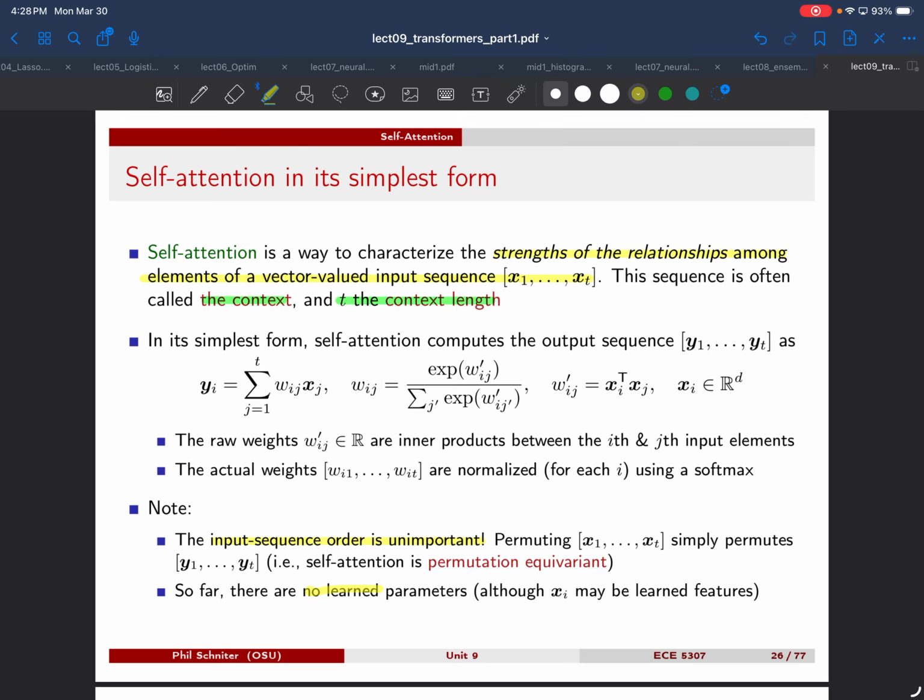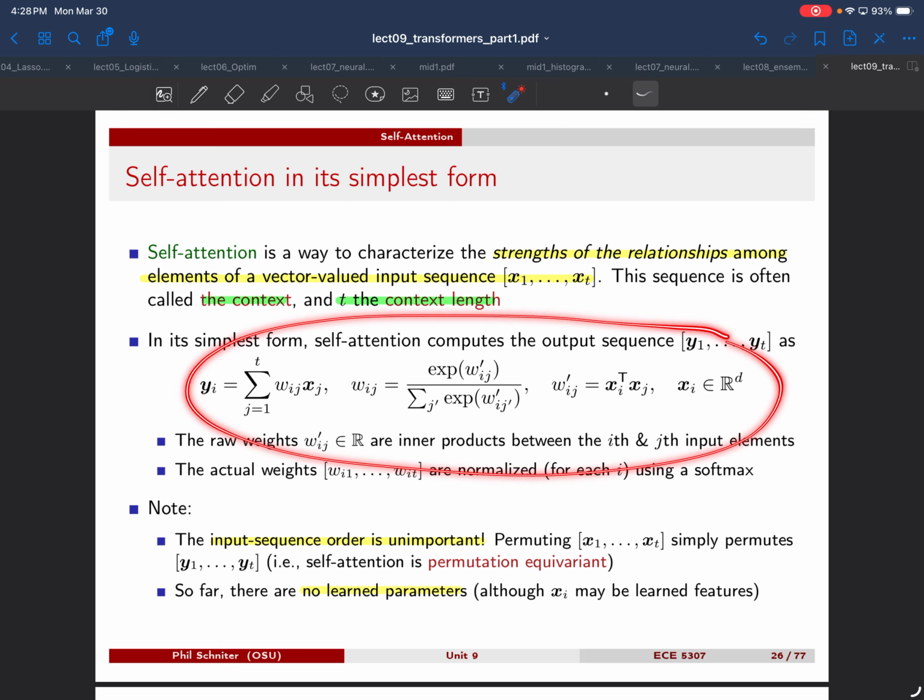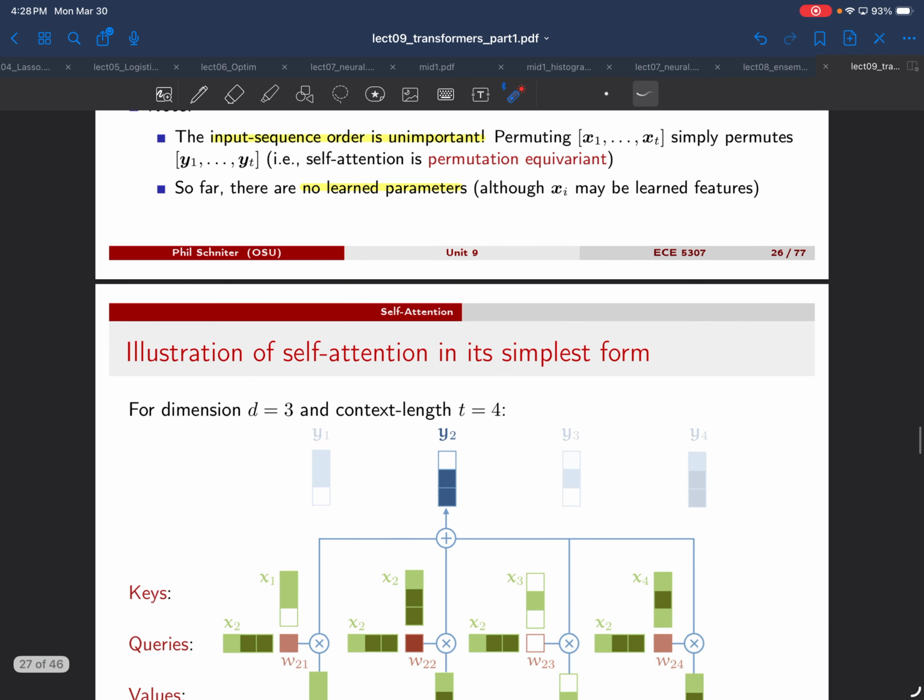Now, the xi's could be coming from a learned encoding, yes, but in here, there's nothing learned. So we haven't put that in yet. We're about to put that in. All right, so this is self-attention in simple form.